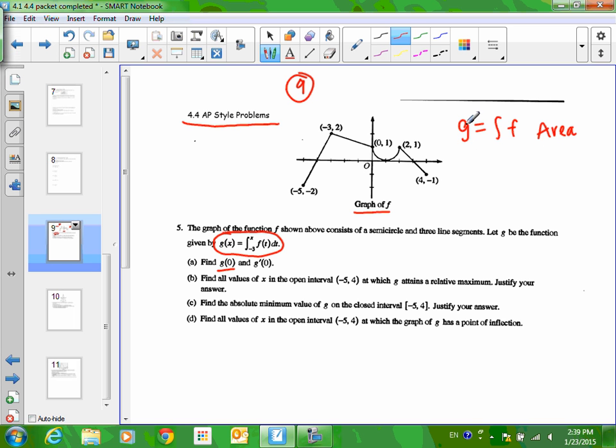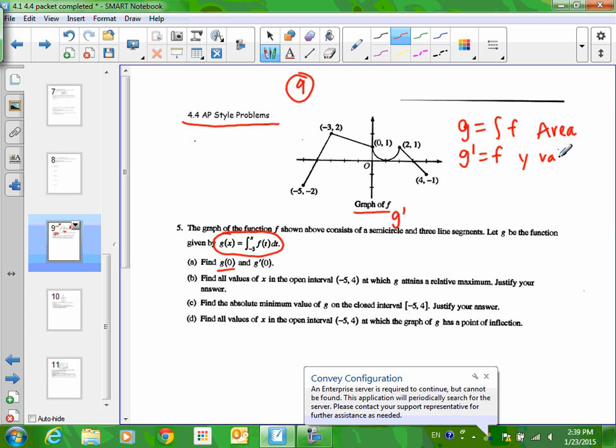The next thing I want you to do is take the derivative of both sides of this equation. So the derivative of g would be g prime. What would be the derivative of the integral of f? How do you take the derivative of an integral? It's just the same thing, so it's just f. So g prime is f. In other words, what they're really giving you is the graph of g prime. And since this is the graph of f, what these represent is the y values. In other words, on part A, if they ask us about g prime, that's the same as f.